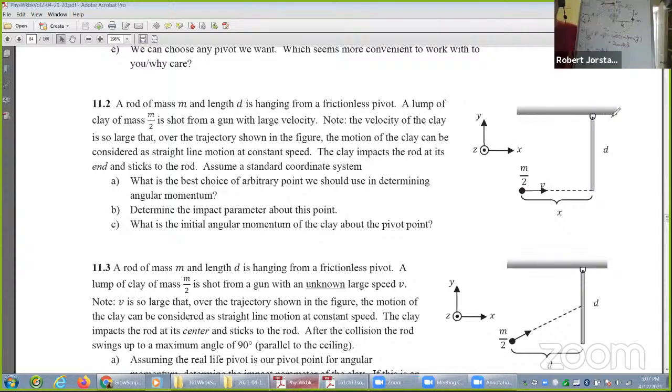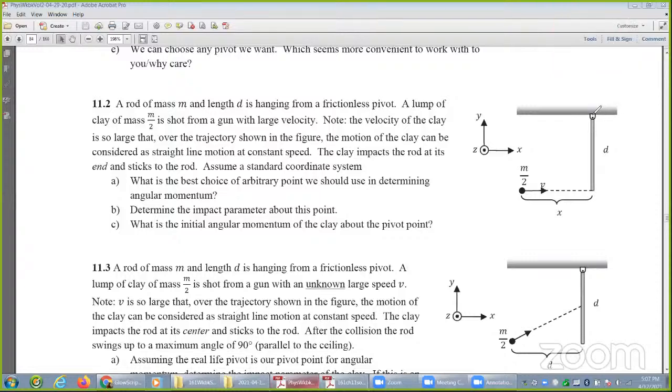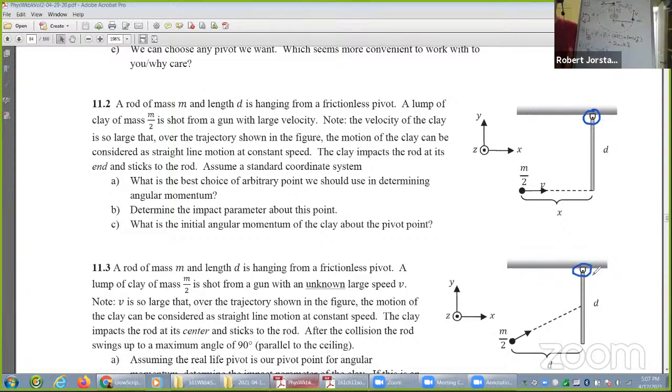On 11.2, where do you think I would put the pivot point for an angular momentum problem? At the very top of D. Yeah, at the pivot point. So usually, if there's a pivot point drawn, you don't need to think about this. And that's most of the problems we do.